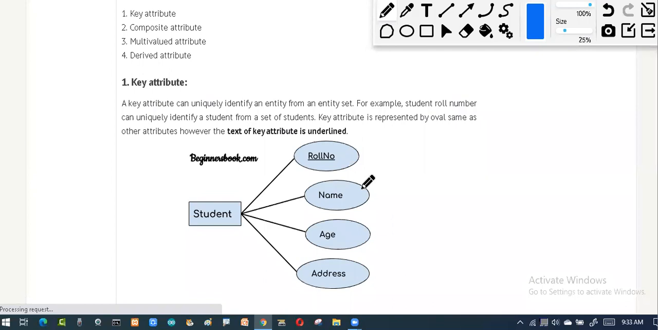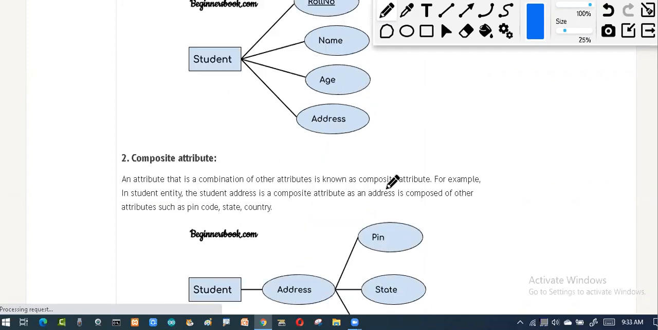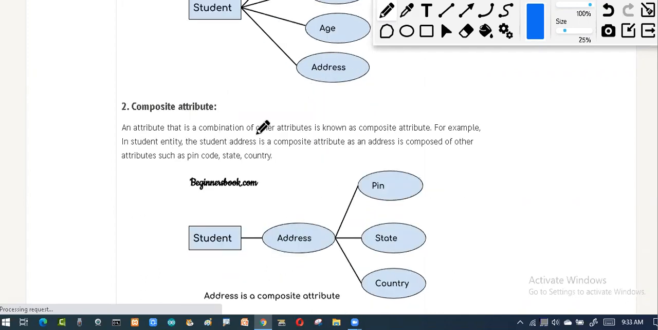Okay, so not only foreign, we also have names like first name, last name, middle name. All these come under the category called name. So when name is an attribute, it is subdivided into first name, last name, middle name. Then we call that name attribute a composite attribute. So a combination of other attributes is known as a composite attribute.